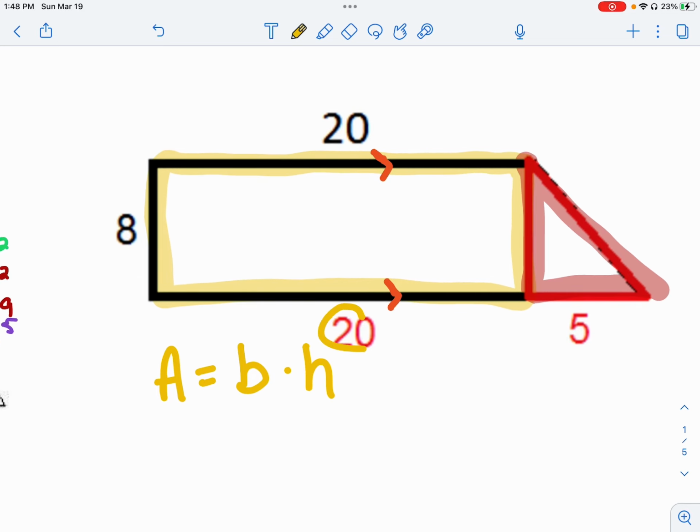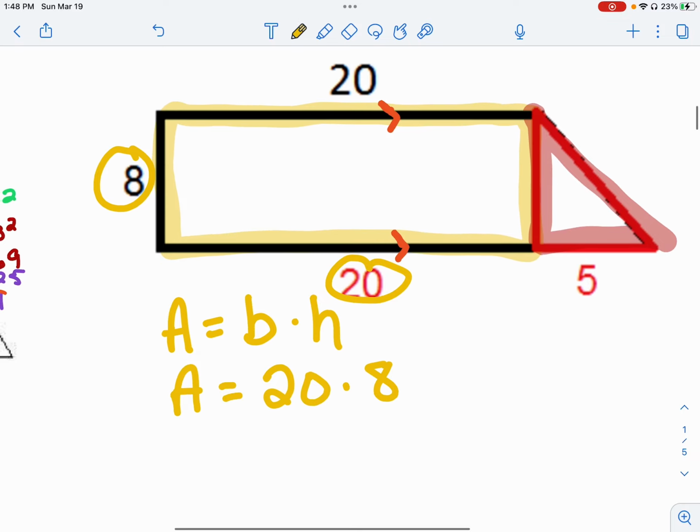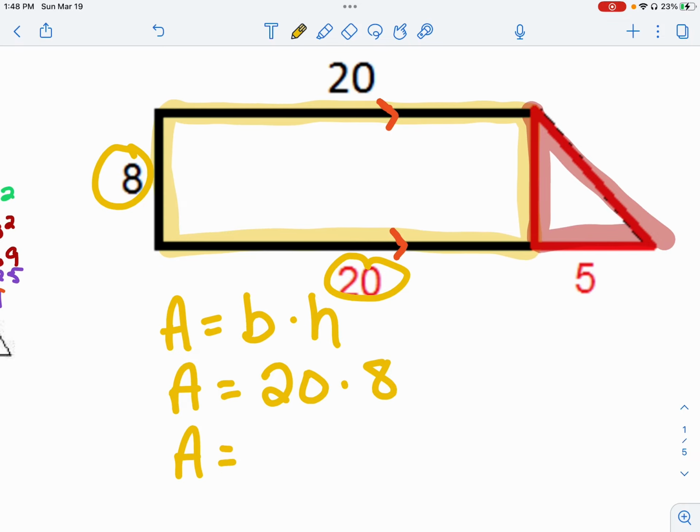The area for a rectangle or a parallelogram is just base times height. So my base being 20 and my height being 8, I would get area equals 20 times 8. And that equals 160. Now we're not done.